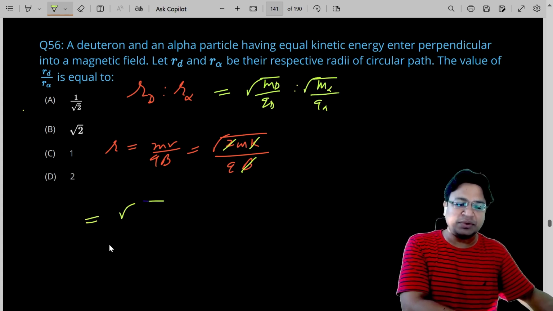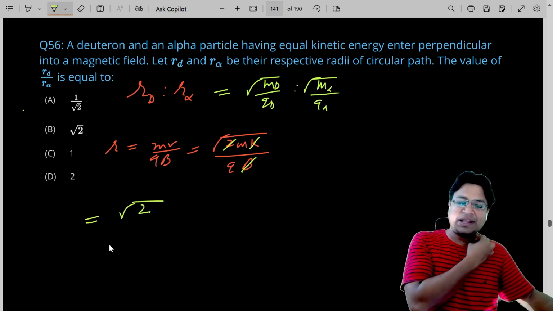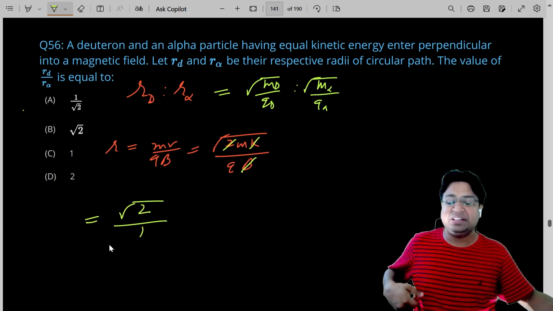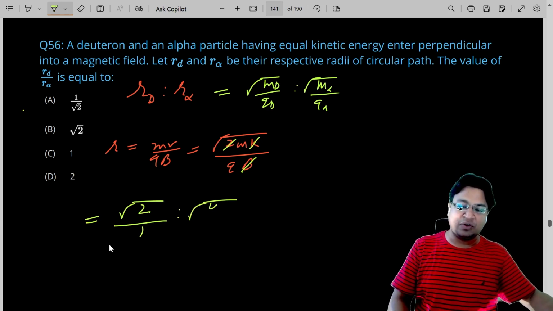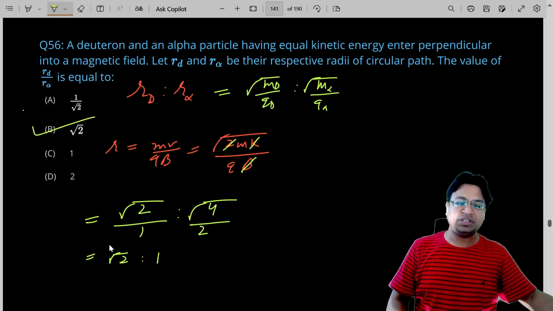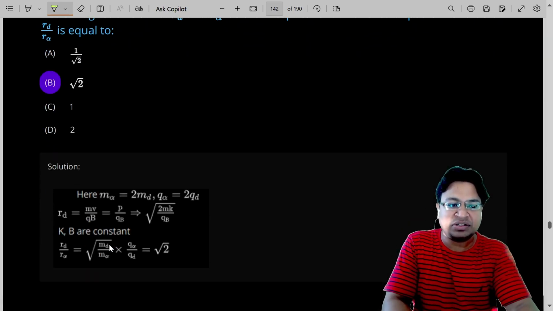So mass of deuteron would be 2 units, let's say 2 AMU, and charge of deuteron would be 1 times the e. Things which are going to get cancelled, I'm not writing them. Mass of alpha particle would be 4 AMU, and the charge would be 2 times e. So this will become root 2 is to 1. Okay, so root 2 is going to be the answer. So option B will be the right answer here.